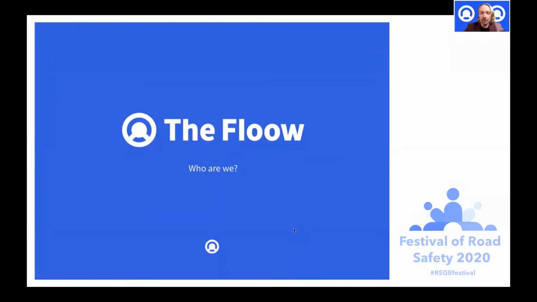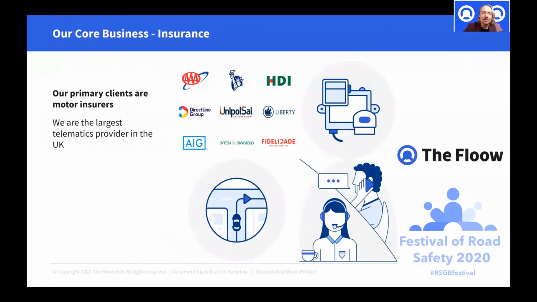So first of all, the Floow, just who we are and why I'm here talking to you today. The Floow are a company that supplies services to the insurance industry. We do this the world over. In the UK, we supply Direct Line, Aviva, and a range of other products that are looking at the mobility of vehicles as they move in order to understand their risk.